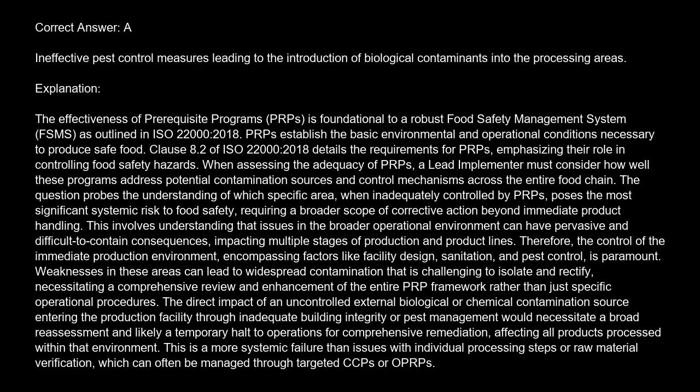Clause 8 of ISO 22000-2018 details the requirements for PRPs, emphasizing their role in controlling food safety hazards. When assessing the adequacy of PRPs, a lead implementer must consider how well these programs address potential contamination sources and control mechanisms across the entire food chain.